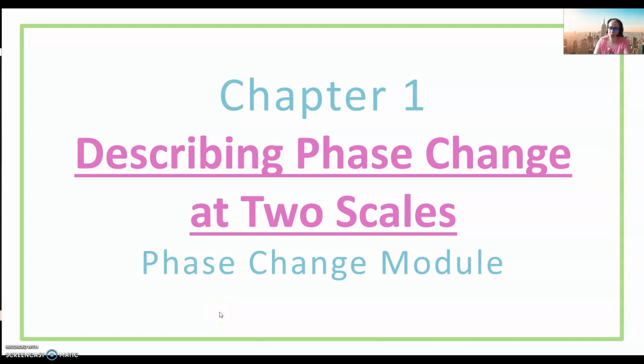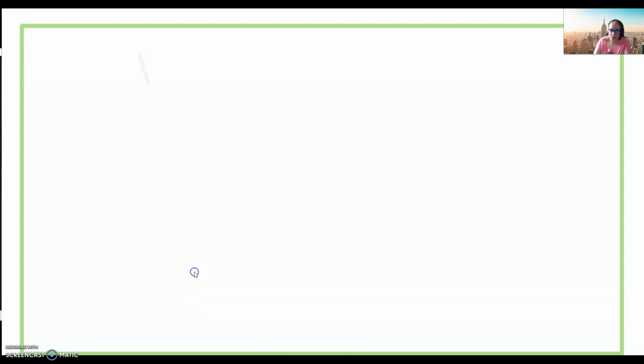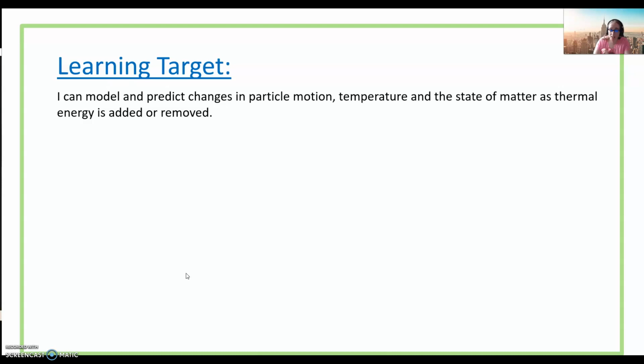All right, so we're going to be starting the chapter one notes, and those are going to be about describing phase changes at two scales in this phase change module that we are in right now. Okay, so what is your learning target? Learning target is that I can model and predict changes in particle motion, temperature, and the state of matter as thermal energy is added or removed.